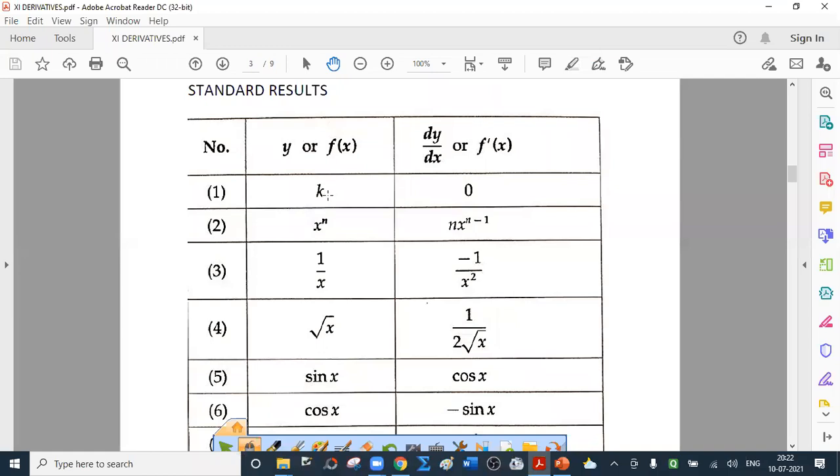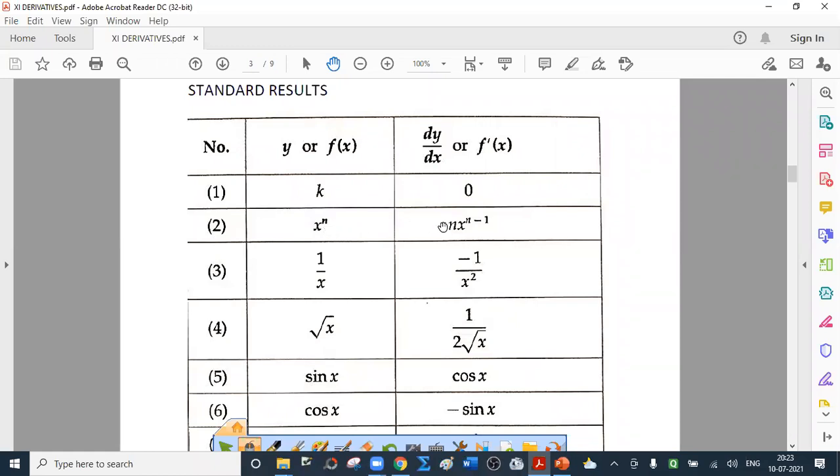Derivative of any constant equal to 0. See, we have just discussed that derivative of sin x is cos x. See result number 5. If I ask you, what is derivative of sin pi by 4? Sin pi by 4 is constant. Its derivative is 0. Derivative of any constant is always 0. Second function. Derivative of x raised to n is what? n into x raised to n minus 1.